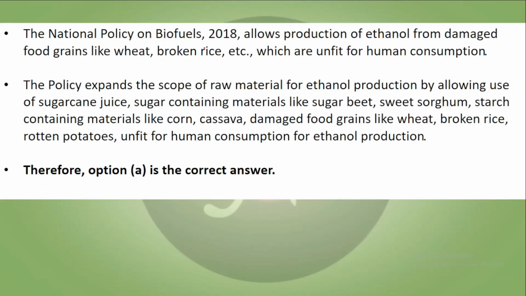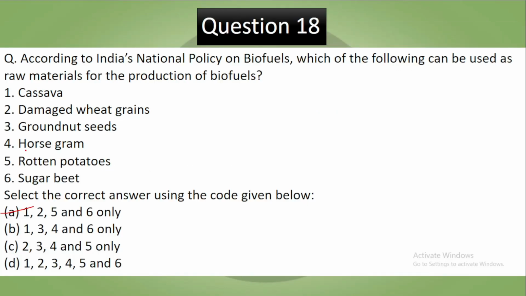Why is it so? Because the National Policy on the Biofuels 2018 allows production of ethanol from damaged food grains like wheat, broken rice, etc., which are unfit for human consumption. The policy expands the scope of raw material for ethanol production by allowing the use of sugarcane juice, sugar containing materials like sugar beet, sweet sorghum, starch containing materials like corn, cassava, damaged food grains like wheat, broken rice, rotten potato, which are unfit for human consumption, and they can be used for ethanol production. Therefore, statement A was correct.